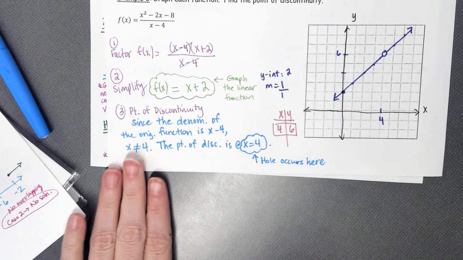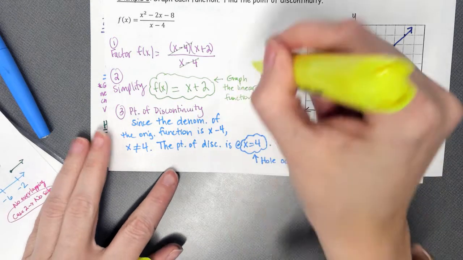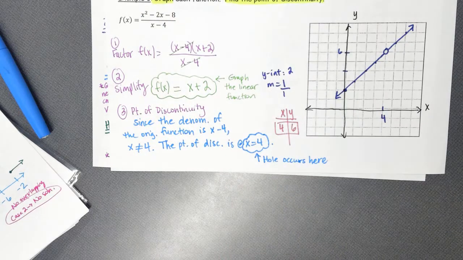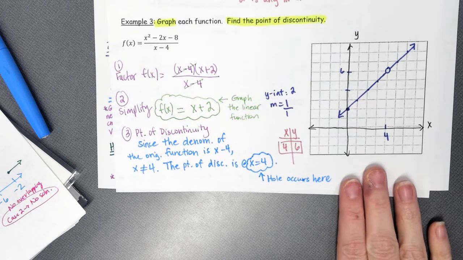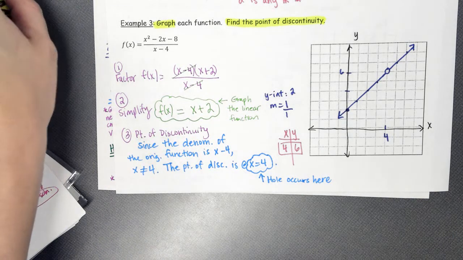Okay, and that's all you have to do, and you're always going to do that when it says to find this point. Okay, so you're going to graph and you're going to find that point. Okay, there's no other asymptotes, there's none of that. It cancels and makes a linear function.